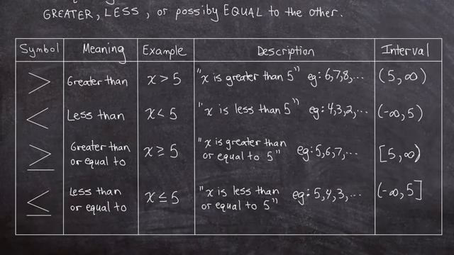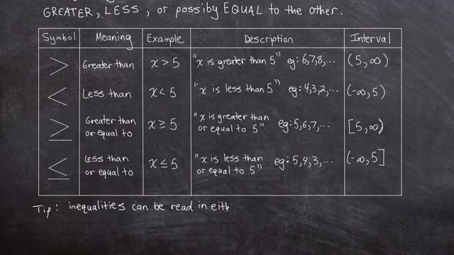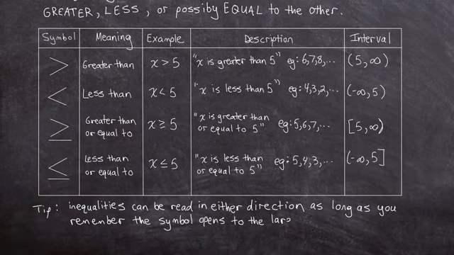And before moving on, let me shrink this and give you one important tip. Inequalities don't always have to be read from left to right. They can be read in either direction, as long as you remember the symbol always opens towards the larger value. So for example, this inequality could be read in 2 different ways.